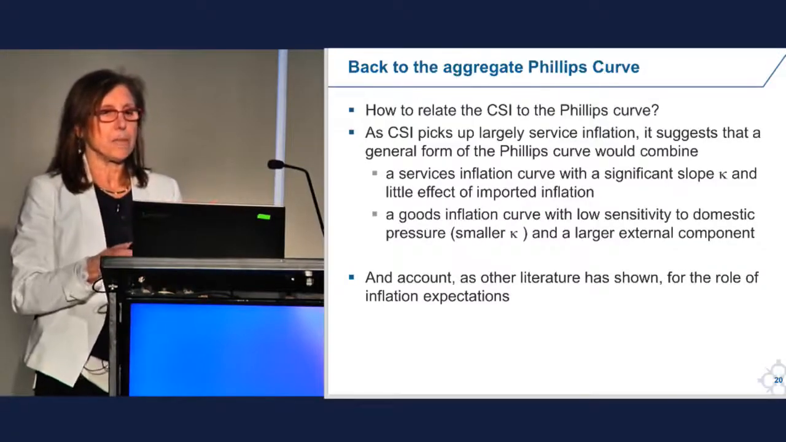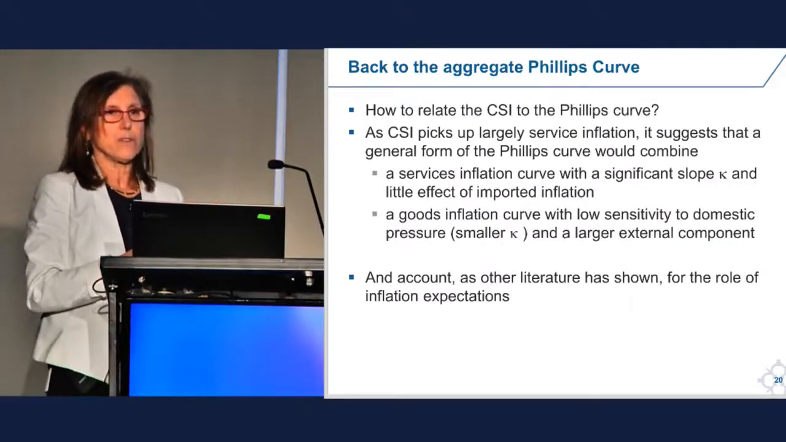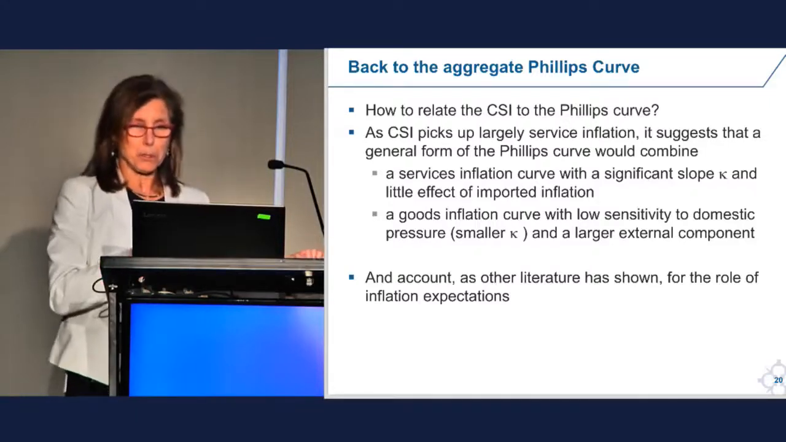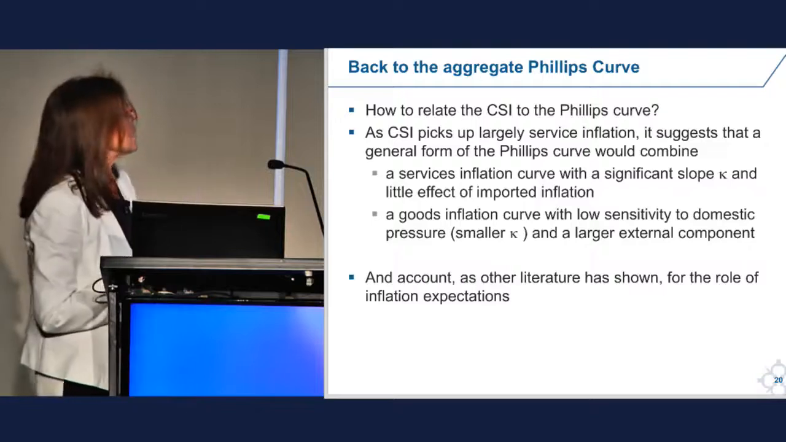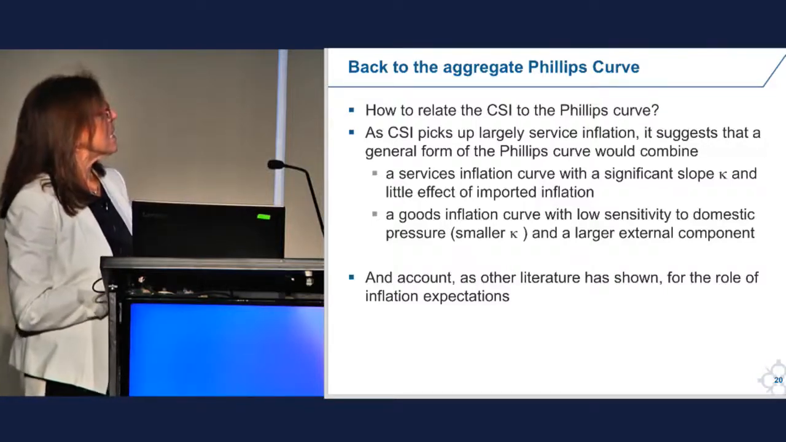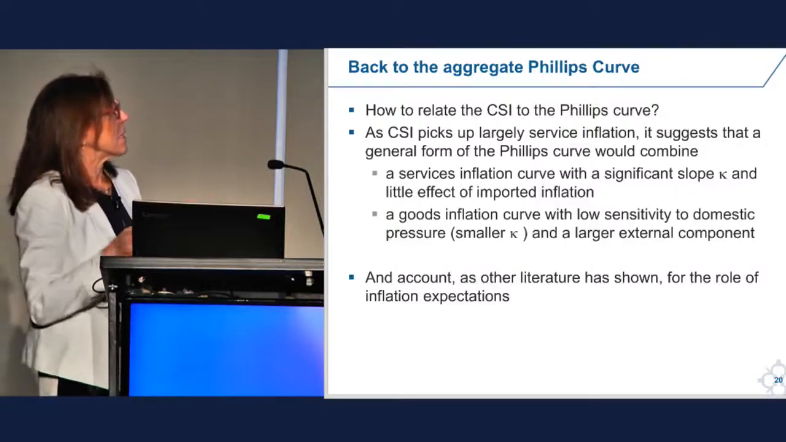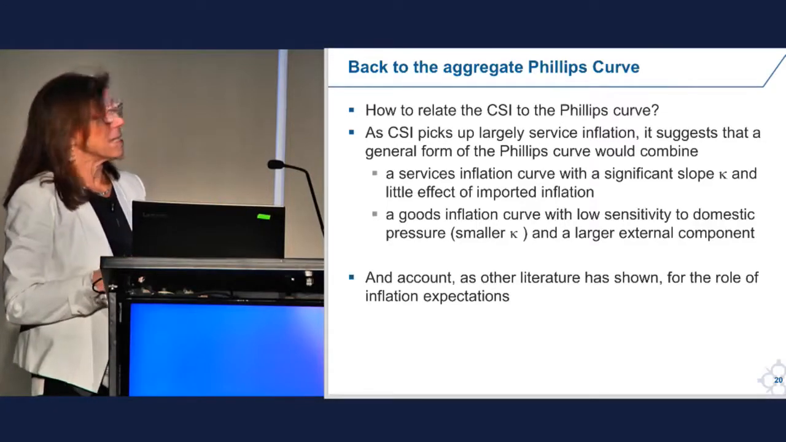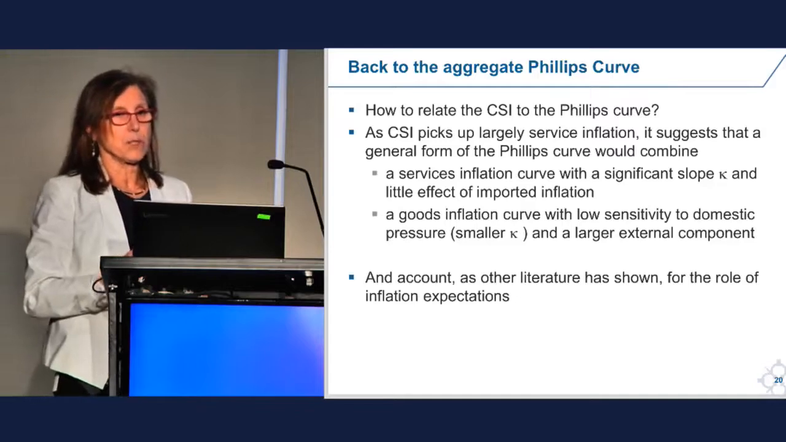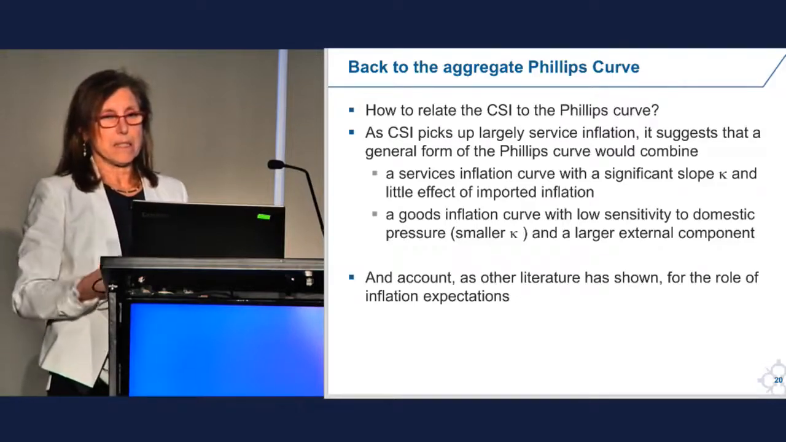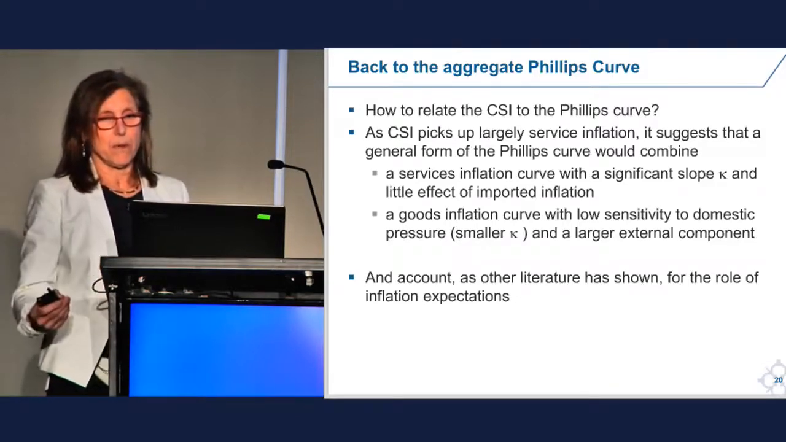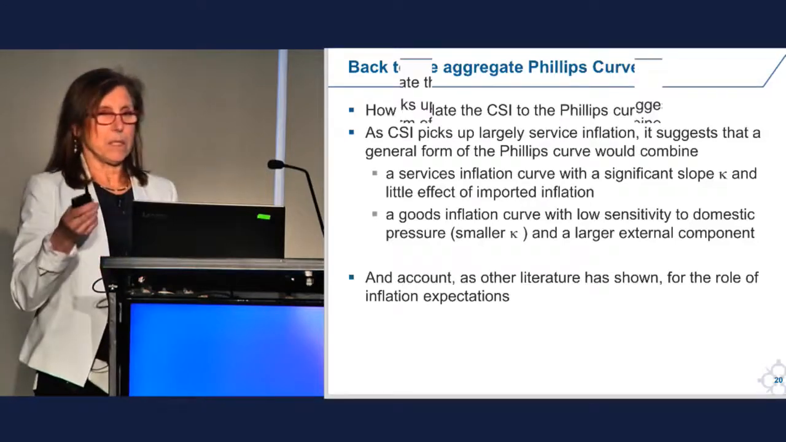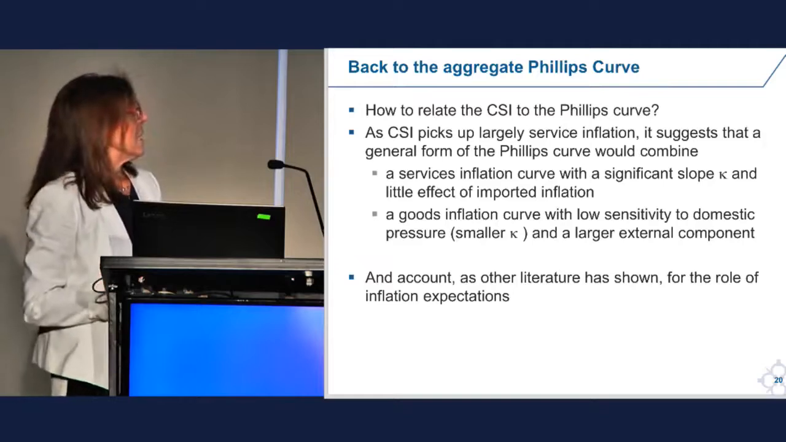Back to the aggregate Phillips curve. How do I interpret this CSI in the context of the Phillips curve? Well, I already told you, you had to take into account the labor share, but CSI picks up, as I think I showed you, largely service inflation, and that suggests that when you think about the Phillips curve, we have to model differently a sector of services and a sector of goods. And there are very good reasons to do that, and people in this room have done this.